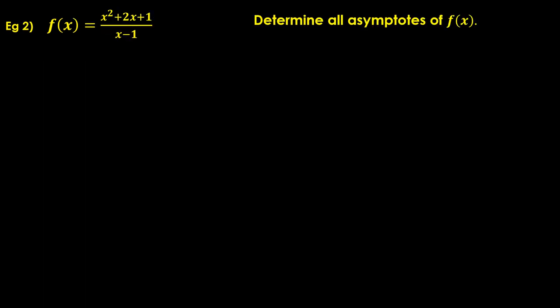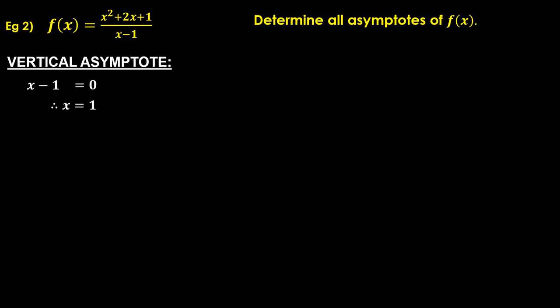Let's look at the second example. f(x) is equal to (x² + 2x + 1) over (x - 1). Now, the first thing you want to do is just make sure you can't simplify the function, because that will make it a lot easier to work with. At this stage, we can't. So we're going to look at the asymptotes. The vertical asymptote occurs where your denominator, x - 1, is equal to 0. In other words, you have a vertical asymptote where x is equal to 1.